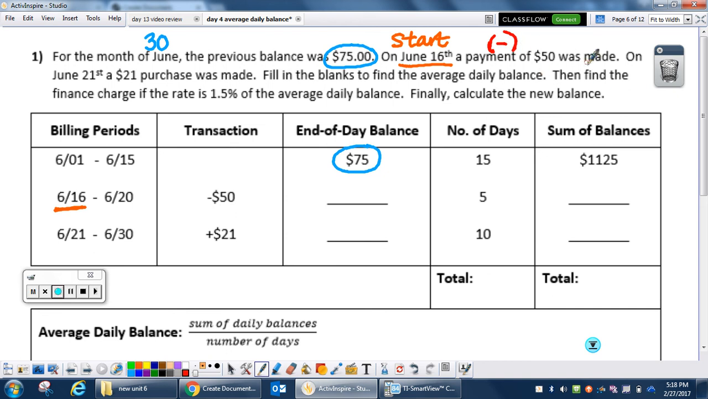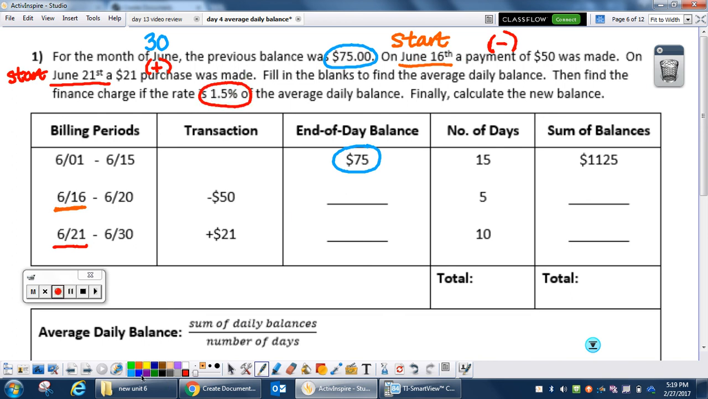So we made a payment of $50. And then again on June 1st, so that's another start date. So you can see 6/21. Something happens again where we purchased, so that's going to add to our total of $21. And we're going to fill in the blanks, and we had a rate of 1.5%.